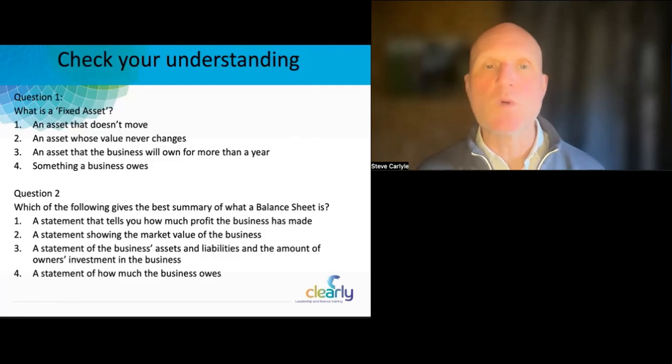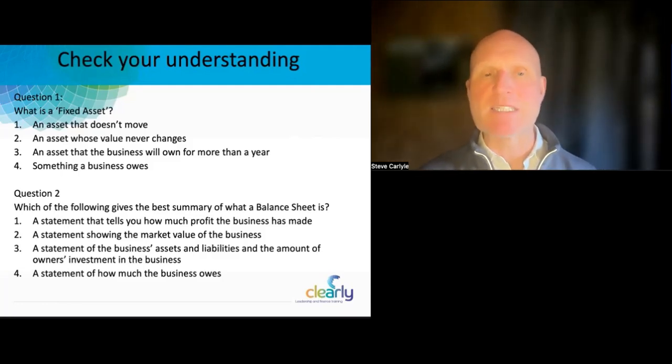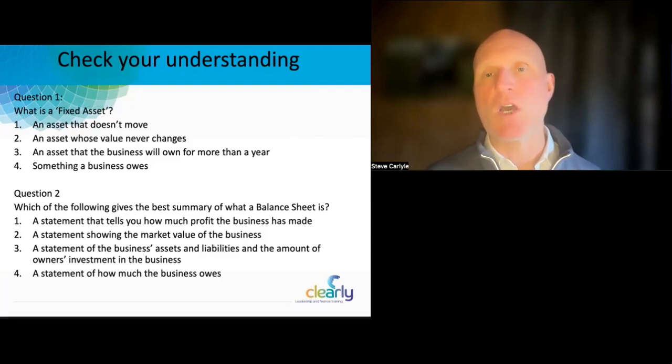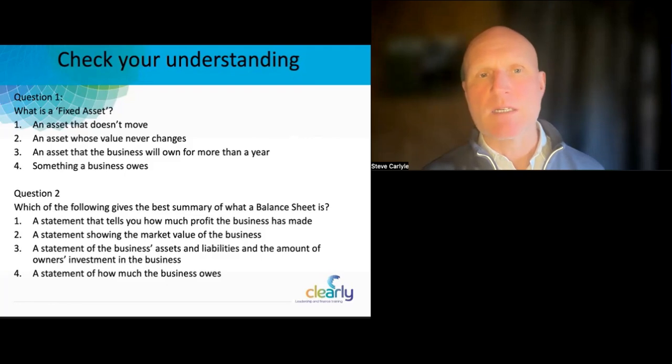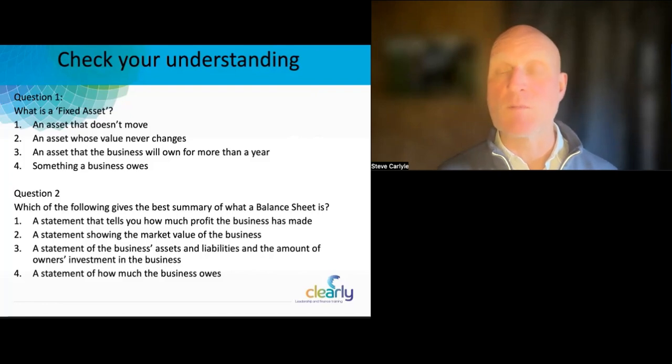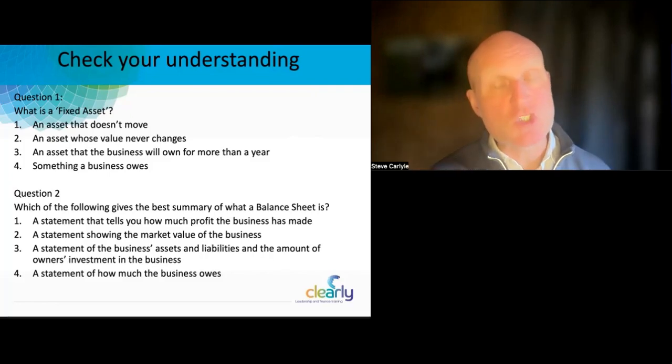The second question, which of the following gives the best summary of what a balance sheet is? And the best summary is answer 3, a statement of the business's assets and liabilities and the amount of the owner's investment in the business. Now, there is another answer there, which I just want to pick up on as well, which is answer 2 to question 2. A balance sheet is a statement showing the market value of the business. Now, I've put that in there because a lot of people mistakenly think that that's what a balance sheet does. A balance sheet does not do that.